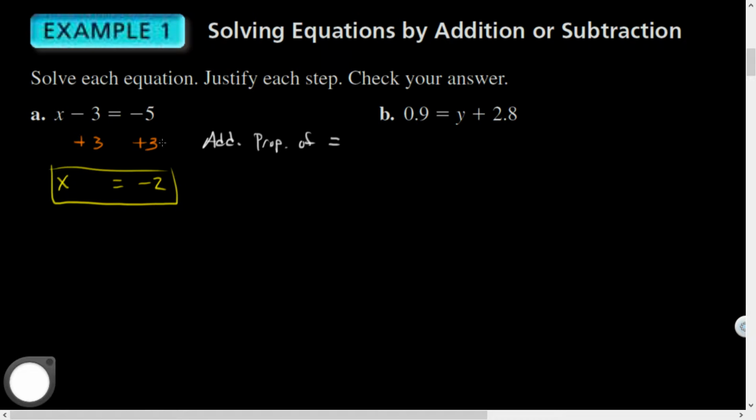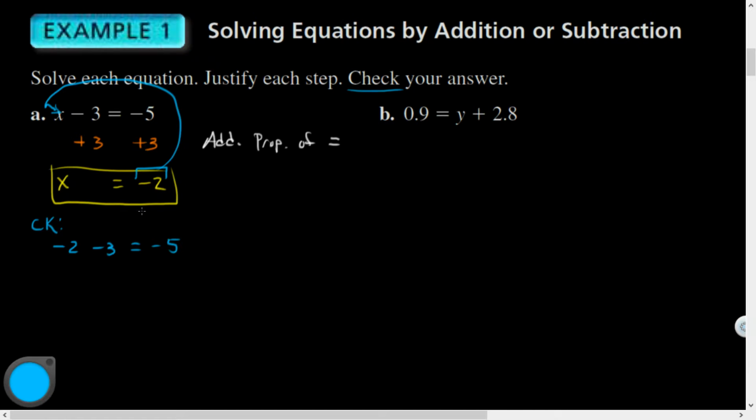All right, I can add the same number to both sides of an equation and it maintains its equality. Now they ask me to check your answer. To do a check, that just means I'm going to take this and plug it back into the original equation for x. So let's see if this makes sense.